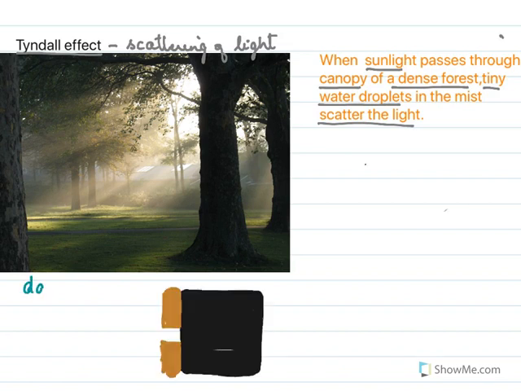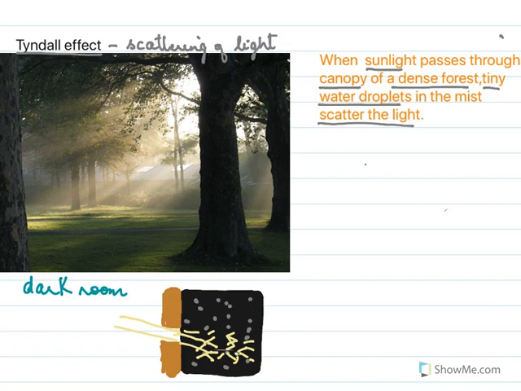The same phenomenon can be seen in a dark room. In a dark room we have particles of dust in the air, and when light is allowed to enter the dark room, as it enters, it is scattered by these particles, and hence the path of light is visible. All these particles will scatter the light, and here the path of light is visible. So this is the Tyndall effect taking place in the dark room.